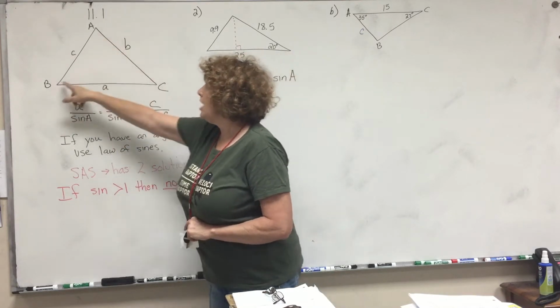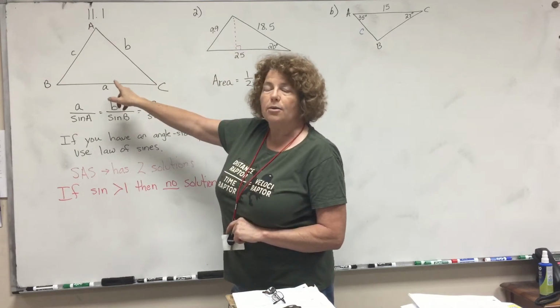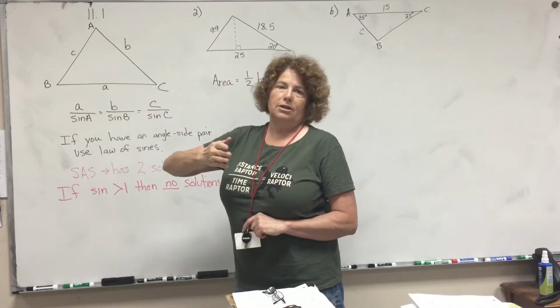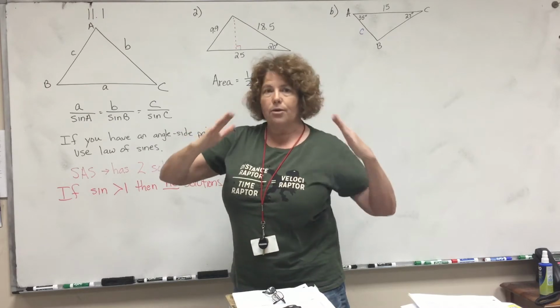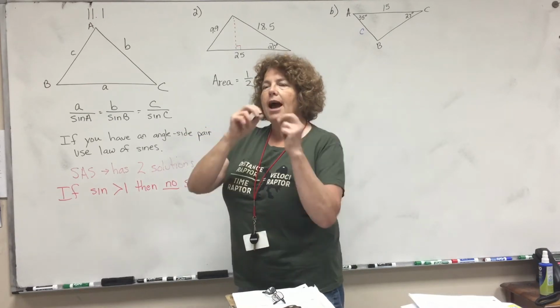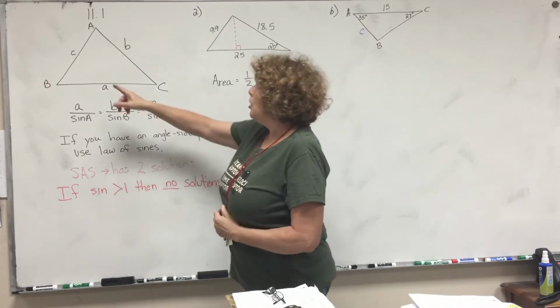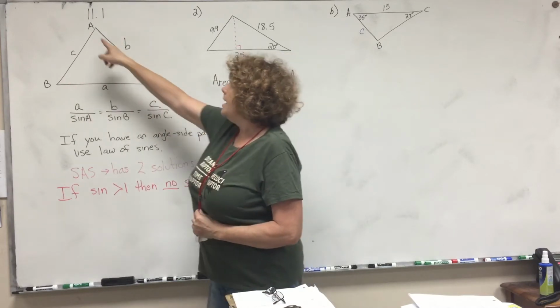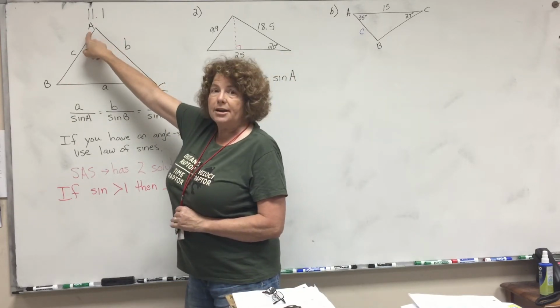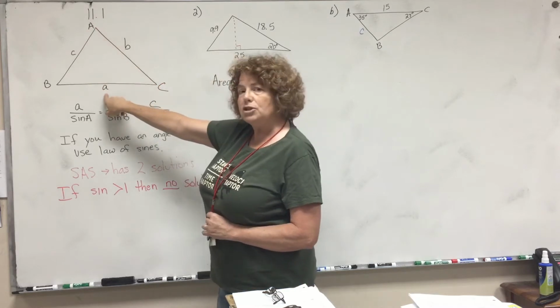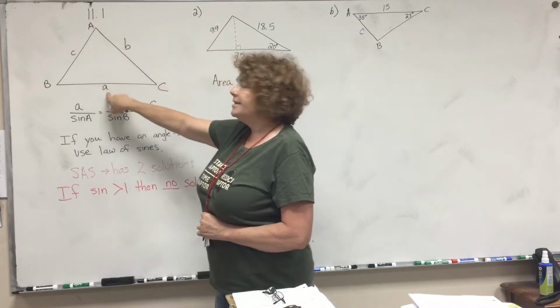So if you draw a triangle, you should always draw a triangle. I don't want to see just answers on your paper, because I want to see how you're drawing it and how you're setting it up. Angles are always the capital letters and the side across is the small letter. So angle A, side a.